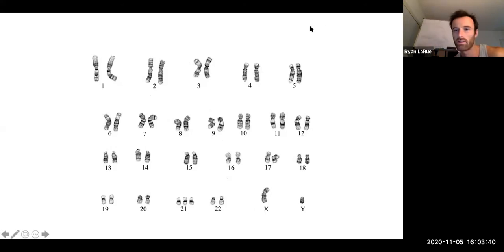Okay, let me check the chat. X and Y are paired, technically, they just didn't draw them next to each other, so don't pay attention to that. Let's see. So X and Y, that means it's a male, right? Let's see. Three in 21, that's what I'm looking for, totally.